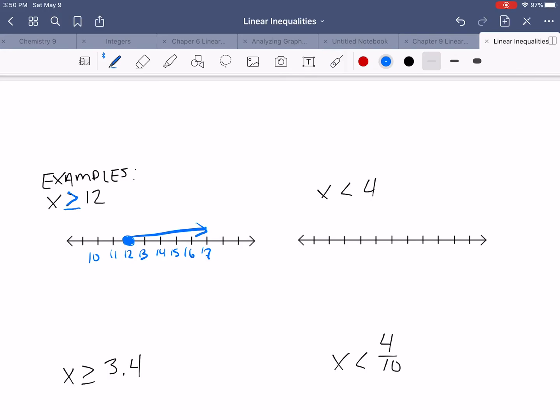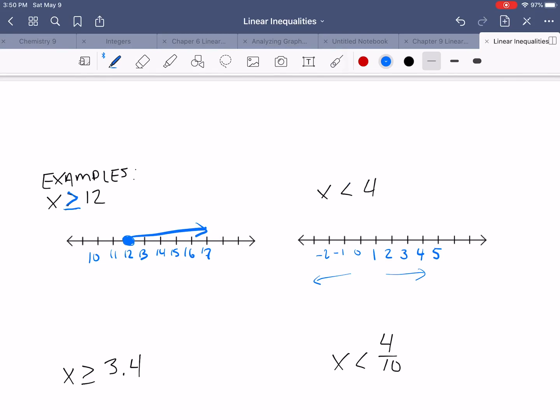The next one here is x is less than 4, so I'm going to put 5, 4, 3, 2, 1, 0, negative 1, negative 2. I do want those of you that are building graphs to remember that going to the left always gets smaller, so your 0 is there, and the negative numbers fall to the left, and the positive numbers are always going to the right. That's always how you have to write a number line.